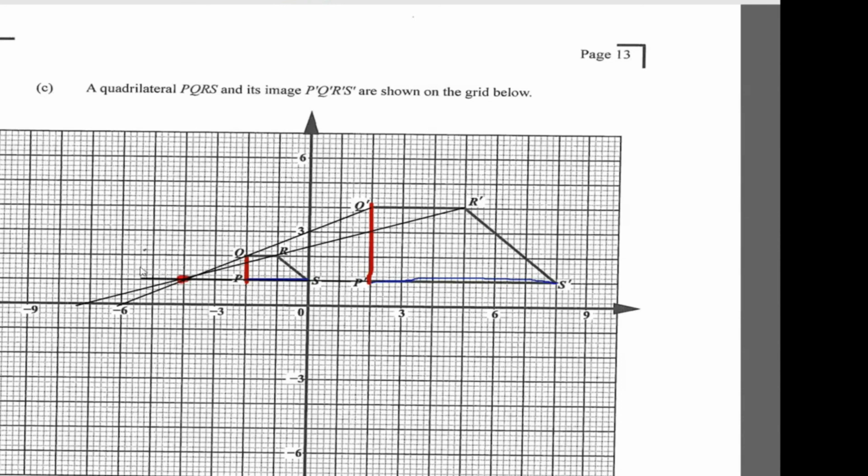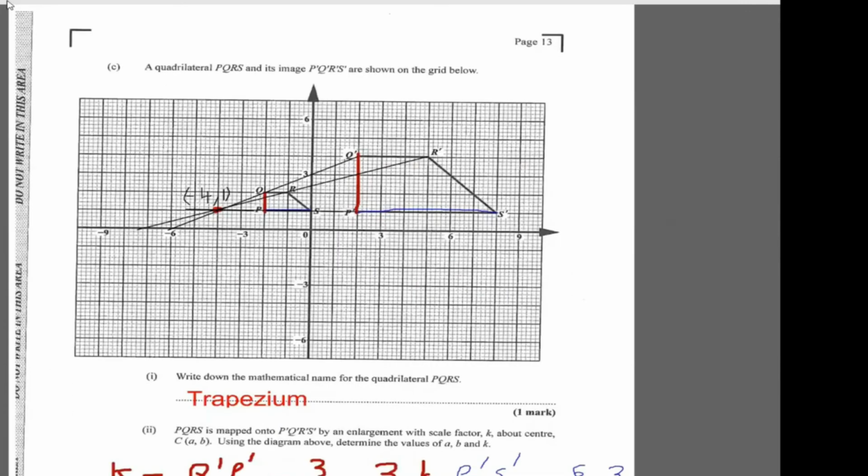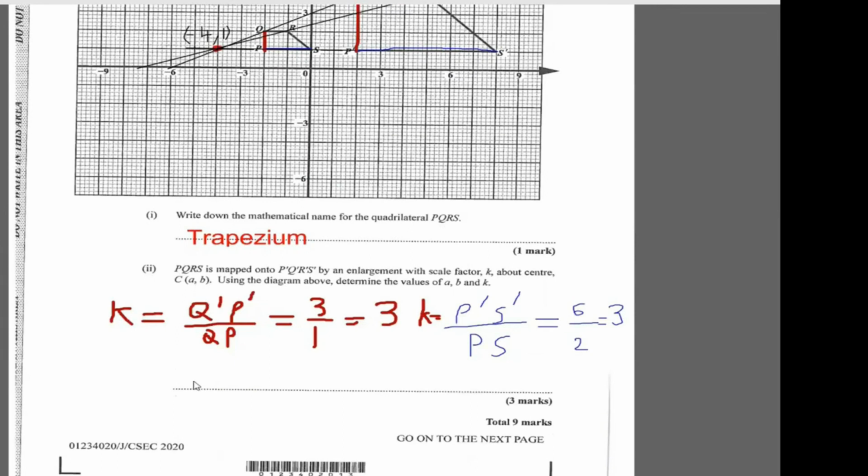And the center of enlargement looks like x is -4 and y is 1. The center of enlargement is (-4, 1). Now that we've found the center of enlargement, we can find our values for A and B. The center of enlargement is (A, B), so we can conclude that A is -4 according to our diagram, and B is equal to 1.